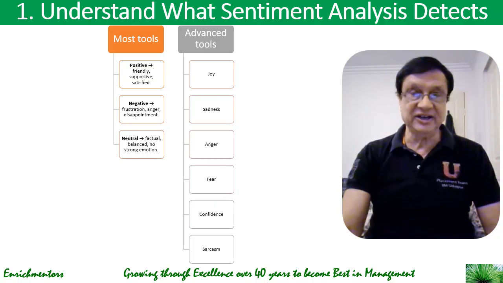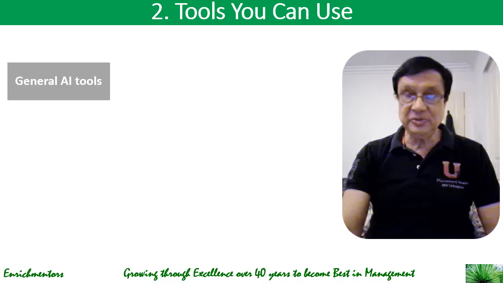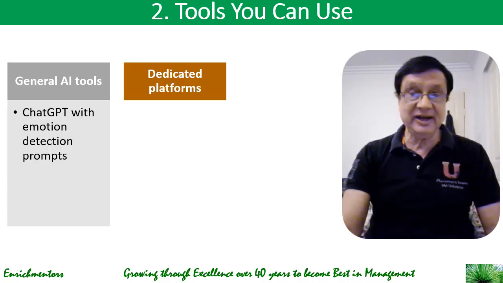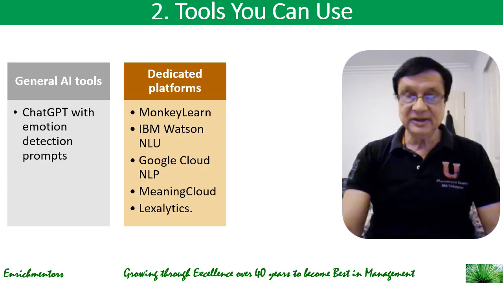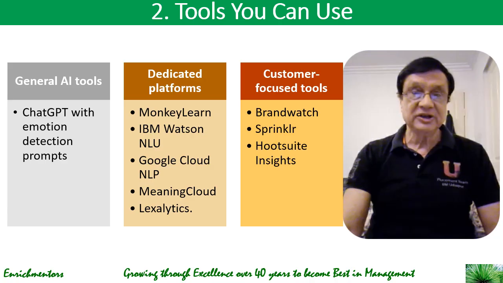So what we need to understand is how these sentiment analysis tools detect. Then let's take a look at the tools you can use. So there are general AI tools like ChatGPT with emotion detection prompts. And then there are dedicated platforms like MonkeyLearn, IBM Watson NLU, Google Cloud NLP, MeaningCloud, and Lexalytics. And then there are customer focused tools like Brandwatch, Sprinklr, and Hootsuite Insights for social media and feedback. So these are a variety of tools that you can use based on your preferences and suitability.